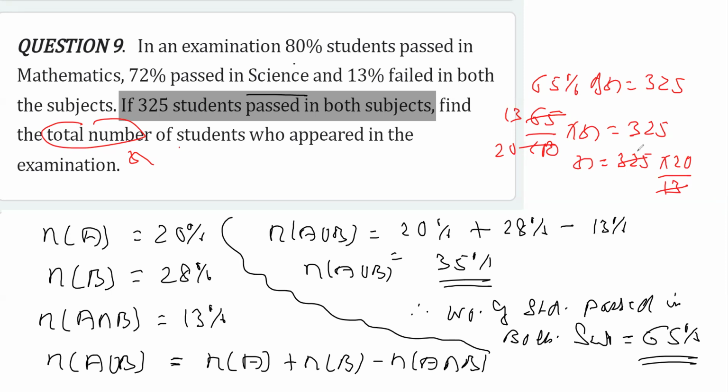Now 13, 13 times... So we get X is equal to 100 times 5, that is 500. So we say that the total number of students which we have to calculate is 500. Now you can even use a Venn diagram to solve it, or you can use this formula.